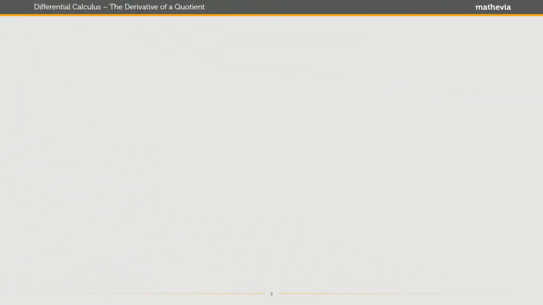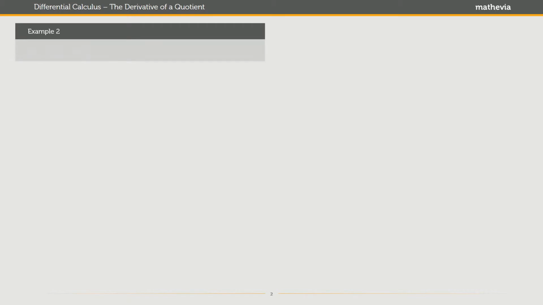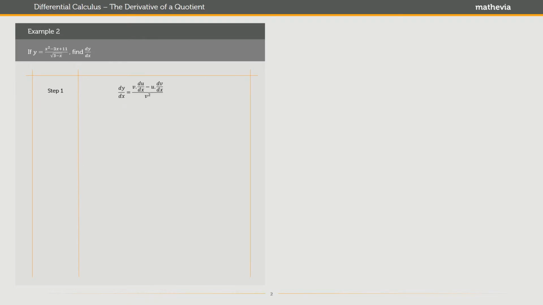Now I have another example here, and we have example 2. Example 2 says, if y equals x squared minus 3x plus 11 divided by root 3 minus x, find dy/dx. Interesting. So now the first thing we want to do is get our formula, a very simple formula. We have v du/dx minus u dv/dx divided by v squared. Then we have y, in this case, as x squared minus 3x plus 11 divided by the root of 3 minus x.